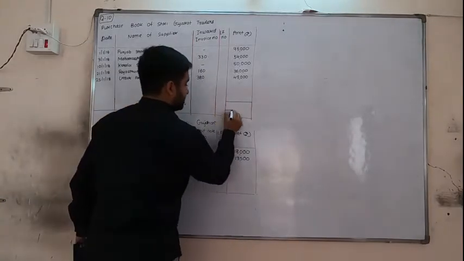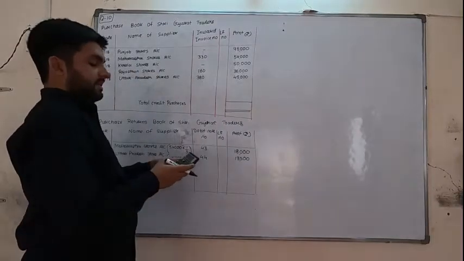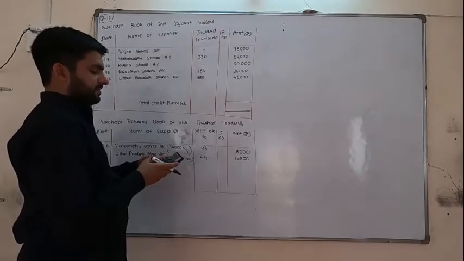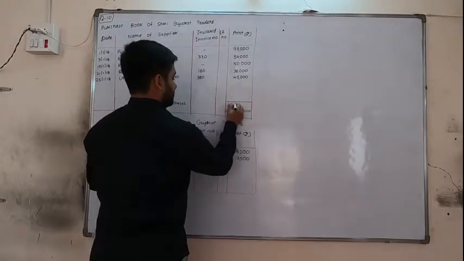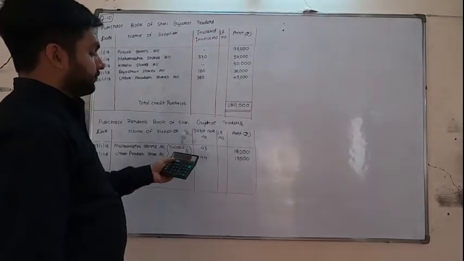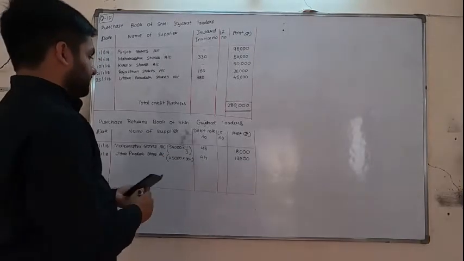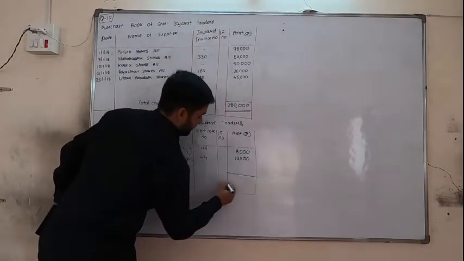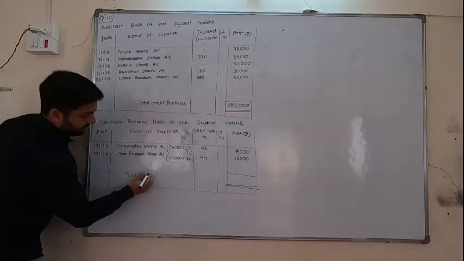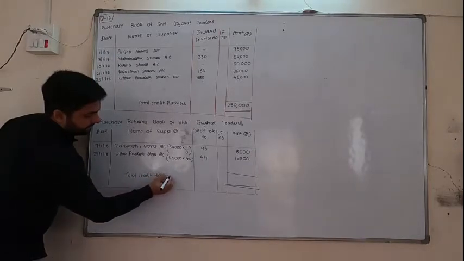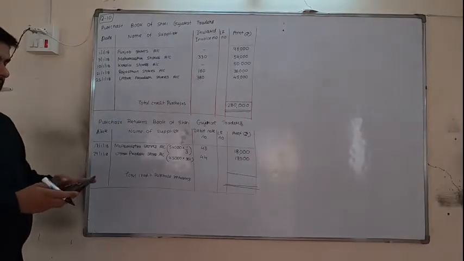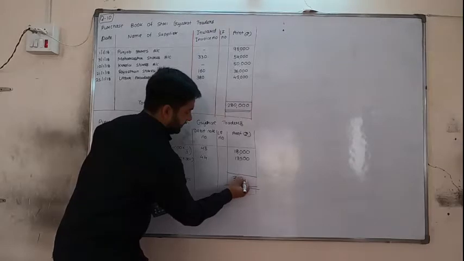Total credit purchases: 95,000, 54,000, 50,000, 36,000, 45,000, 2,80,000. We can check once. 95, 54, 50, 36, 45. Then total credit purchase returns: 18,000, 13,500, 31,500.